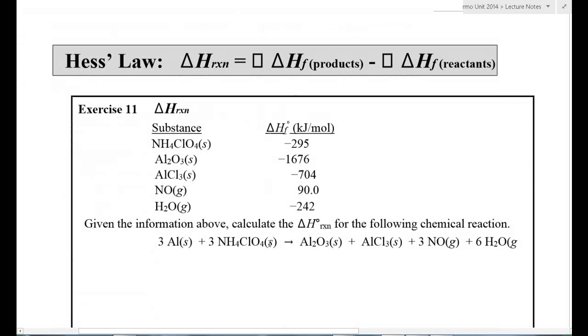So Hess's law says that the change in enthalpy of a reaction is simply the change in enthalpy of the products minus the change in enthalpy of the reactants. And these boxes I meant to cancel out. They shouldn't be there. So the change in enthalpy of the products, which I can find on that table that I gave you, minus the enthalpy of the reactants. Okay, so let's see how we're going to use this.